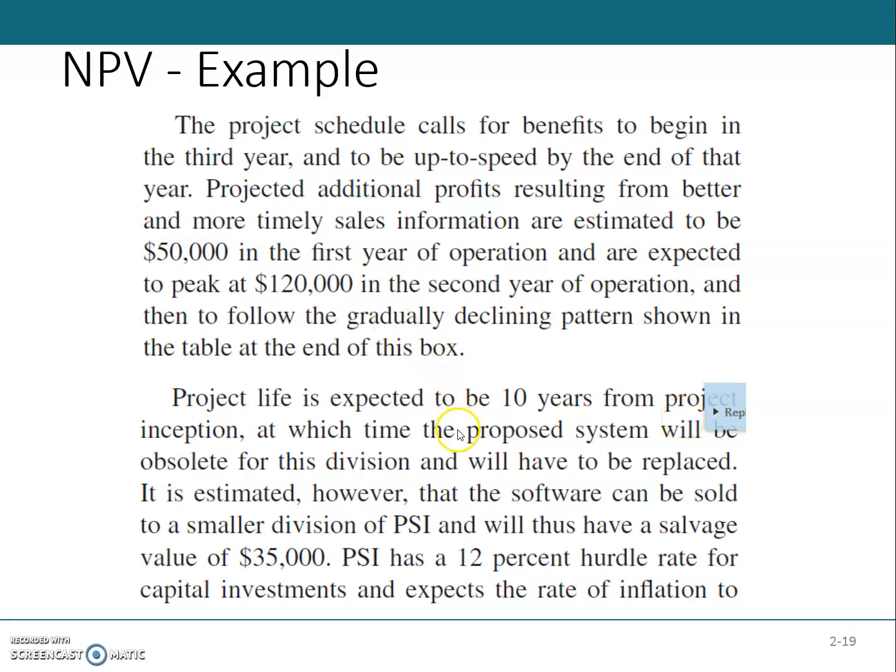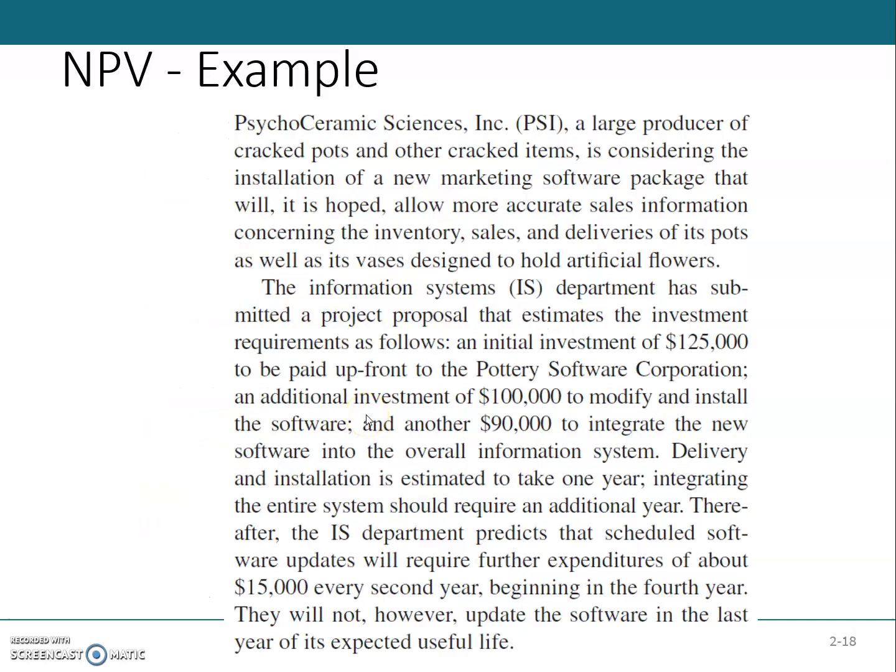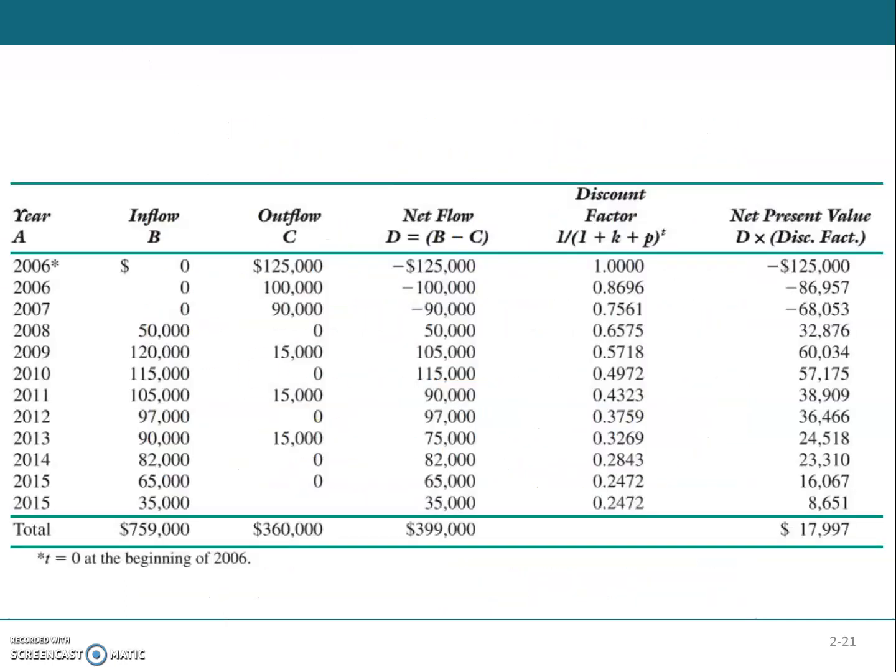So 10 years from the project inception, where is the project inception? Project inception is from here. So 2006 to 2007, at the end of 2006 is 1 year, at the end of 2007 is 2 years. So these were the years. And then we have the expenses. So these $125,000, $100,000, these were the initial expenses.